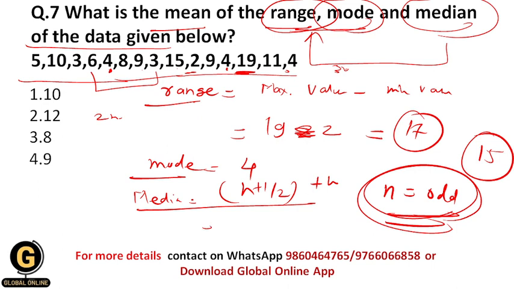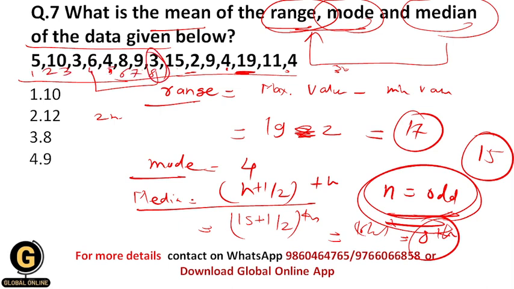So let us find the median value. n plus 1 will be 15 plus 1 upon 2th term. So 15 plus 1 is 16 upon 2, that is, the 8th term. And here the 8th term is 1, 2, 3, 4, 5, 6, 7, 8, which is 3. That's why here your median value will be 3. So now let us do 17 plus 4 plus 3 divided by 3. Do this calculation, then you will get the value of mean as 9.